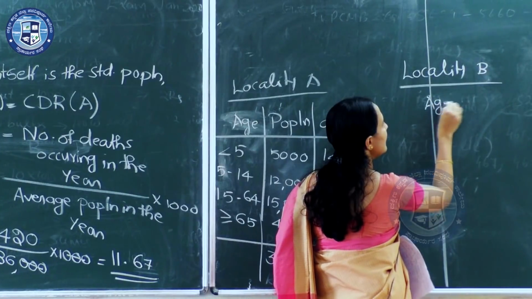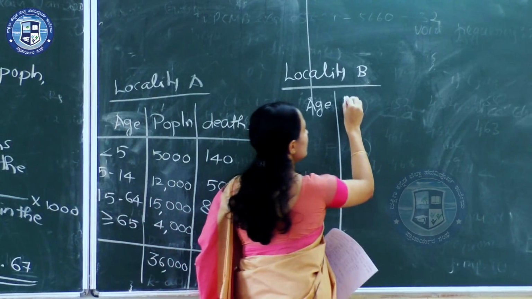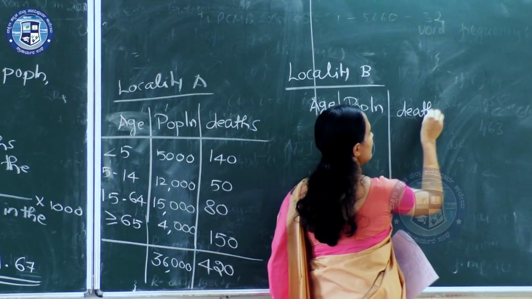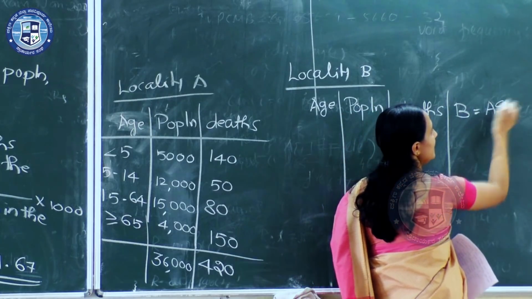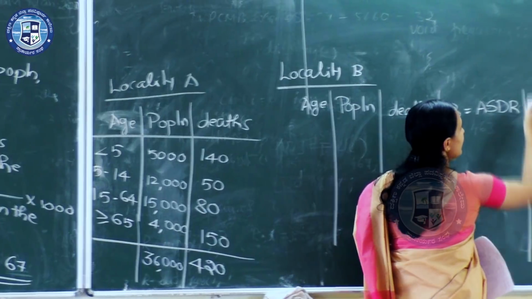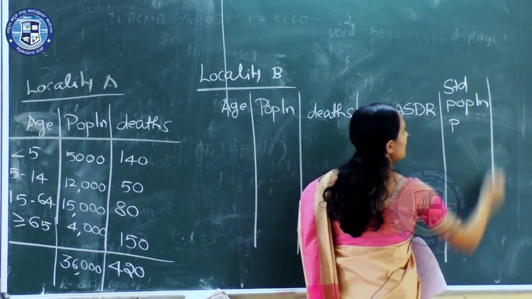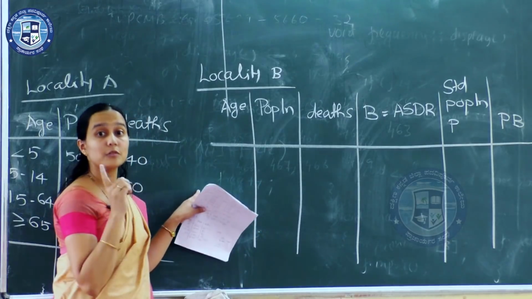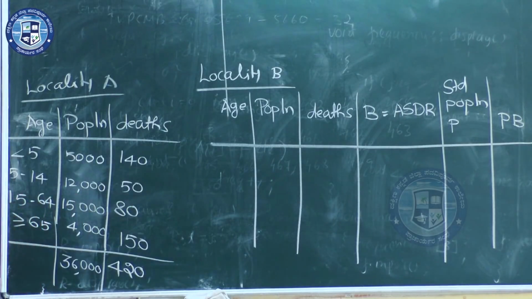So here age, then population, then deaths, then B, I am denoting it as B, equal to ASDR of B. Next standard population P, and last one P into B. See, this procedure is similar to the first one, because standard population is a population, B is separate. So its ASDR we have to compute.